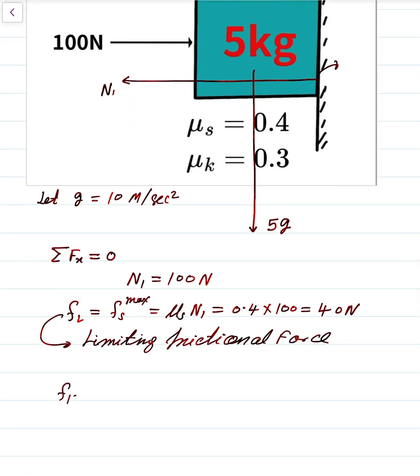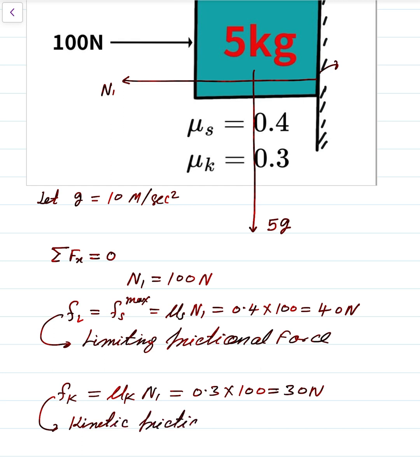Now Fk is mu k into N1. That one is 0.3, N1 is 100, so how much? 30 Newton. And that one is called kinetic frictional force.